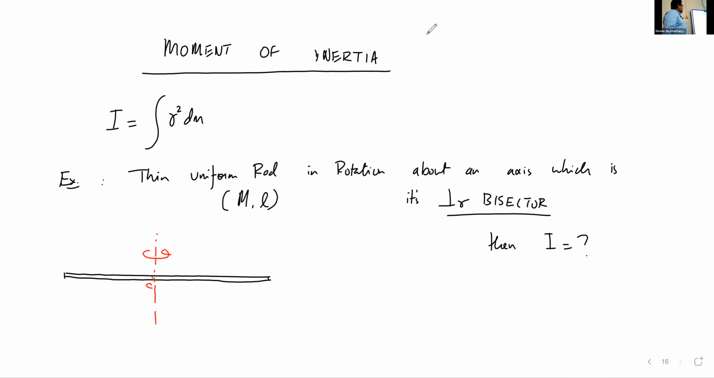So given that the mass of the rod is m and the length is l, how much should be the moment of inertia? Because once we know the moment of inertia, we can calculate how much the kinetic energy is for this. Given its angular speed omega, it will be half I omega square. But we have to know how to calculate I, and how that will come.